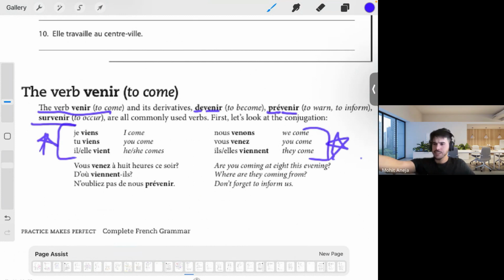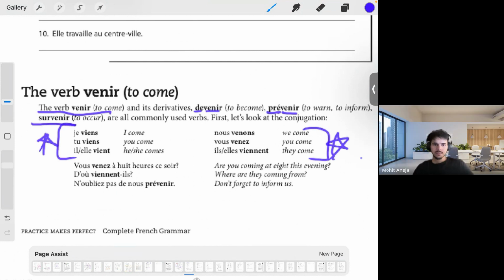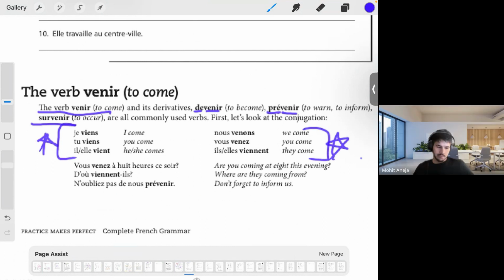Or if you're standing somewhere else, to come to that one place. Okay, vous venez à 8 heures ce soir. Can you read that again for me? Vous venez à 8 heures ce soir. What does that mean? Are you coming at 8? AM, 8 AM. Okay. 8 heures, so I'll give you one hint. French follows a 24-hour clock, basically. So we'll read timings.